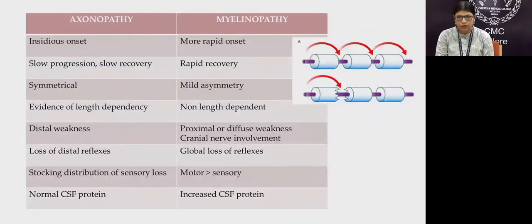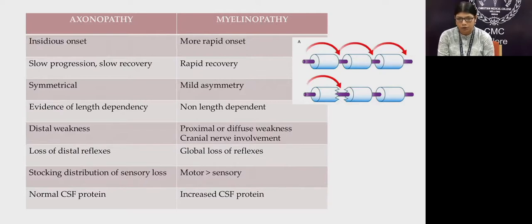Usually, axonopathy is symmetrical because the drugs, toxins, and metabolic factors affect the cell body, and hence the terminal part of the axon gets affected. Thus, the longer nerves are affected first compared to the shorter nerves, and this forms the basis for the length-dependent neuropathy. And axonopathy, because of the length-dependent neuropathy, has more of a distal weakness, whereas myelinopathy is a non-length dependent neuropathy, and it can cause both proximal and distal weakness.